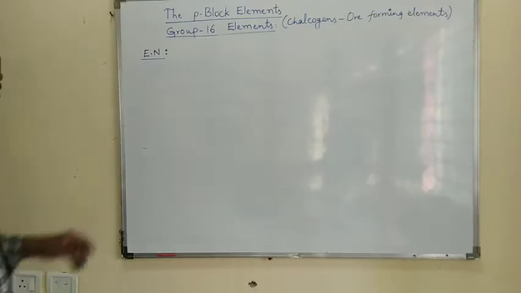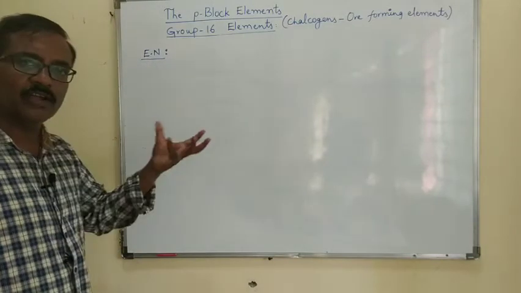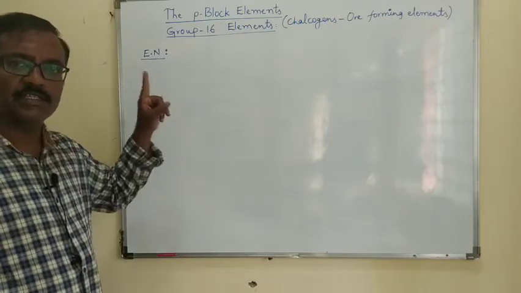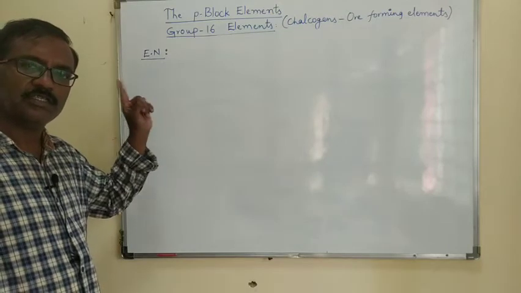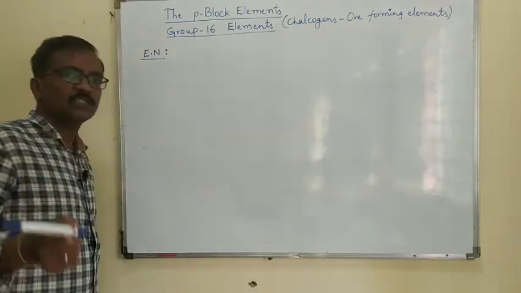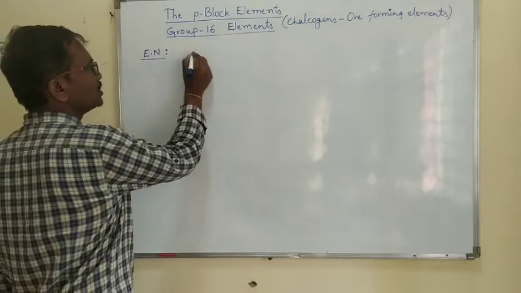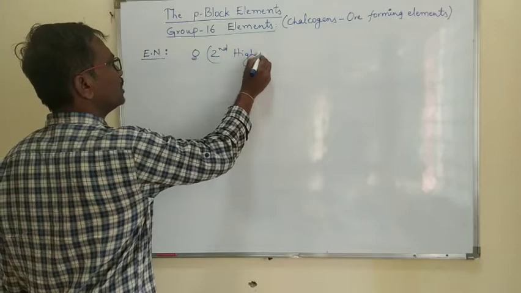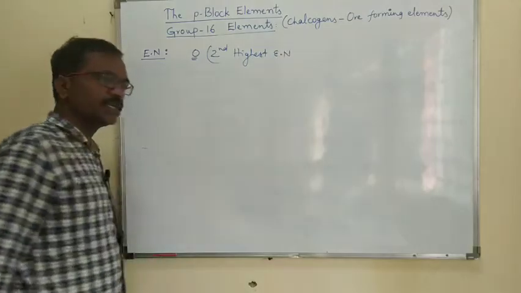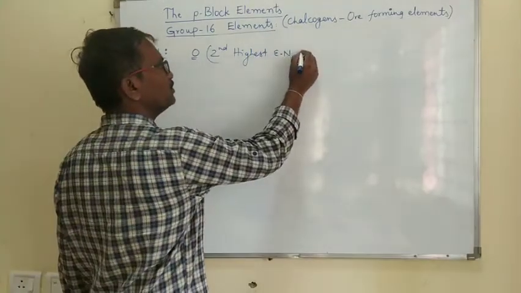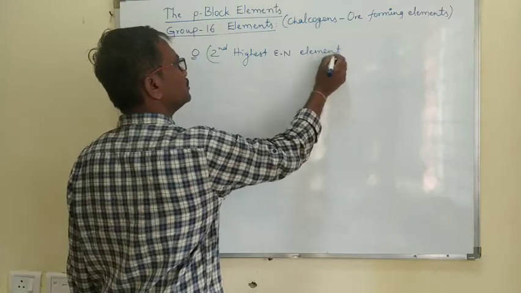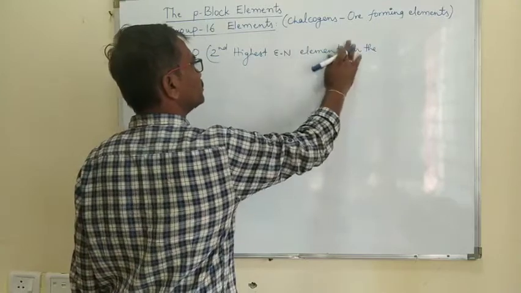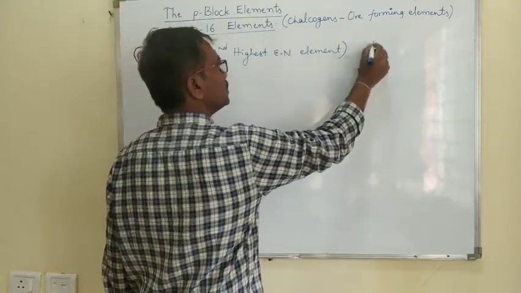Next one, electronegativity. What is electronegativity? Electron attracting power. Fluorine is the highest electronegative element. The second highest electronegative element in the periodic table is oxygen. The first one is fluorine.